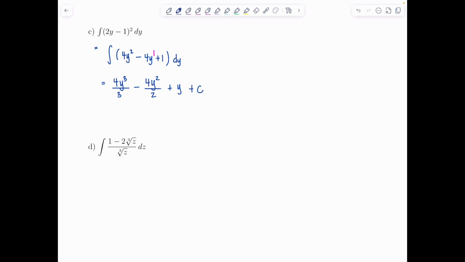And then clean it up because 4 over 2 reduces. Personally, I don't like when it looks like this. It's not wrong, but I usually prefer to write it with the coefficient all by itself out front like that. 4/3 y cubed minus 2y squared plus y. You have to put plus c though, otherwise it is not correct, your antiderivative, okay? Again, the math police, they will come for you. Oh yeah.